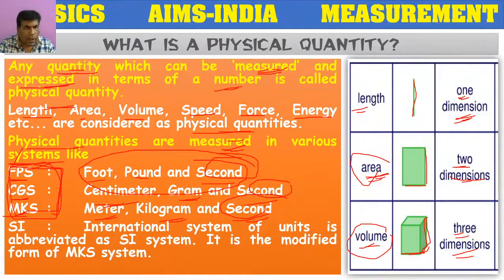So that's why our scientists have introduced only one system for measurements all over the world, applicable for all countries and nations. That system is called the SI system, which means International System of Units. It is the modified form of the MKS system.